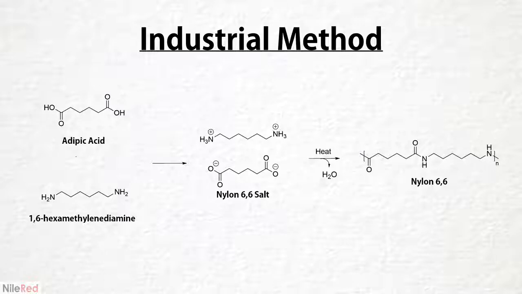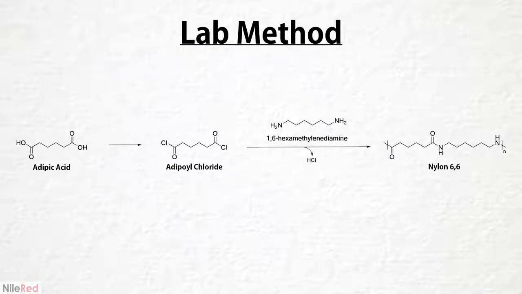Industrially, adipic acid is first combined with hexamethylene diamine to form a nylon salt. The nylon salt is then heated, processed, and extruded as nylon 6/6. The other way is to first convert adipic acid to adipoyl chloride and then react it with hexamethylene diamine. For this video, I've decided to go with the second method because it has a much prettier demonstration. However, I do plan to cover the industrial one sometime in the future.